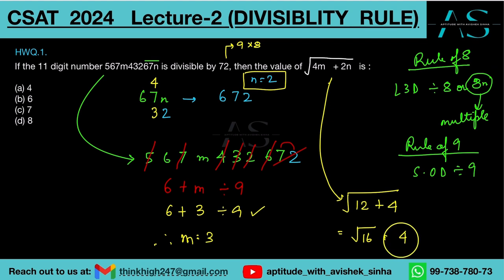Do we have positive 4 as one of the options? Yes. So we'll mark it and we'll move forward. Option A seems to be the correct fit.